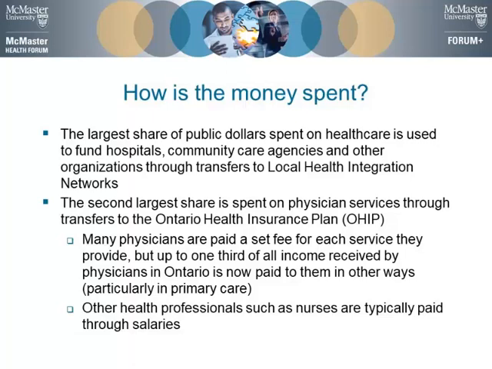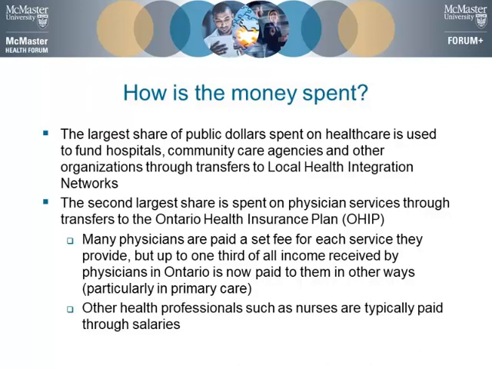While the Government of Ontario accounts for the majority of health spending in the province, the federal government pays for the programs, services, and drugs needed by select populations, such as First Nations communities and military personnel. The largest share of public dollars spent on healthcare is used to fund hospitals, community care agencies, and other organizations through transfers to local health integration networks. The second largest share is spent on physician services through transfers to the Ontario Health Insurance Plan, or OHIP.